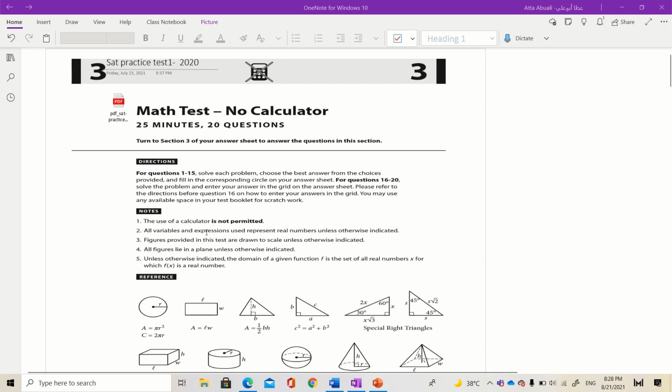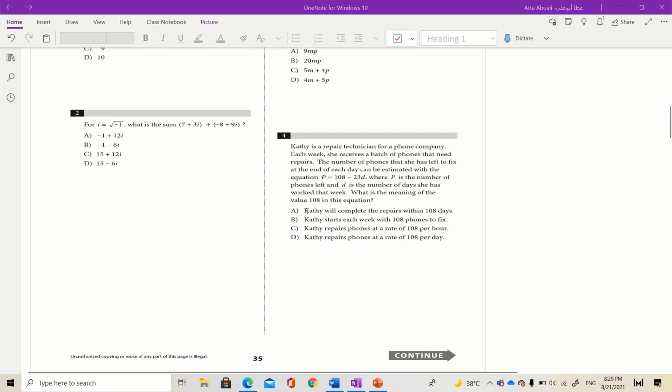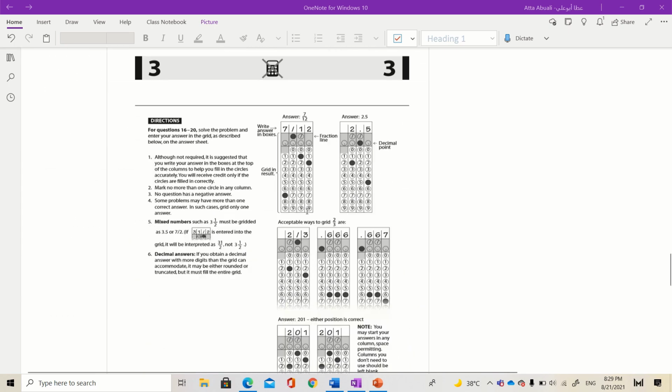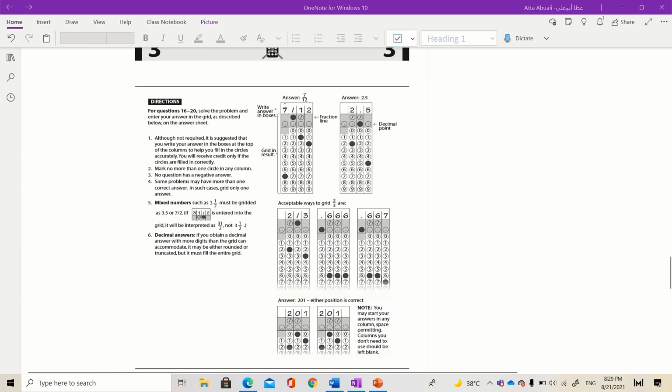15 is multiple choice. You have to circle the answer, and the others you have from 16 to 20. As you see, I can show you the grid like this. You have to put the answer inside like this. If the answer is 17 over 12, you have to write 7 first, then there is the dash here, then you have to put 1, then you have to put 2. This is from 16 to 25.